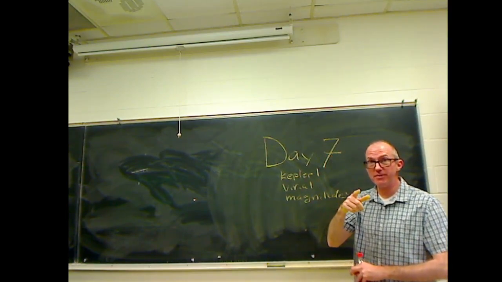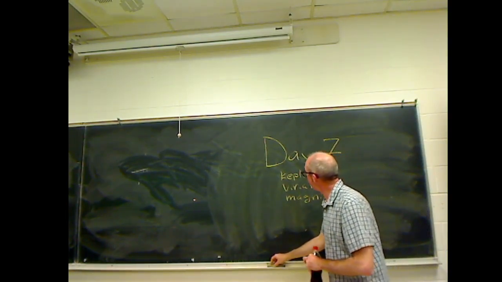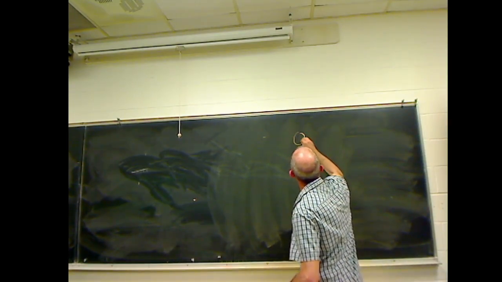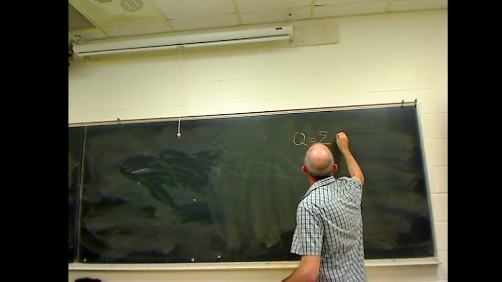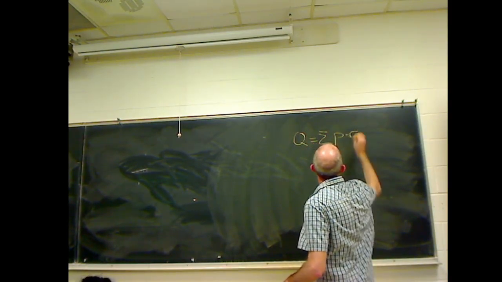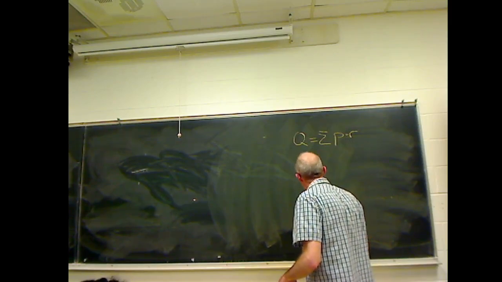Now we're going to talk about Virial theorem. The book starts with this funny quantity that he calls Q equals the sum of the momentum dot the vector. Man, I totally started in the middle. Let's start at the beginning.